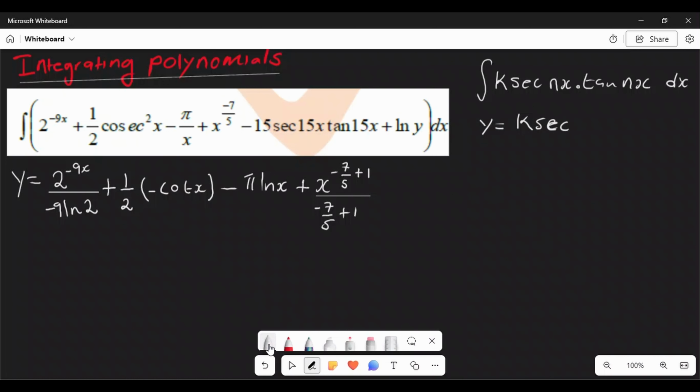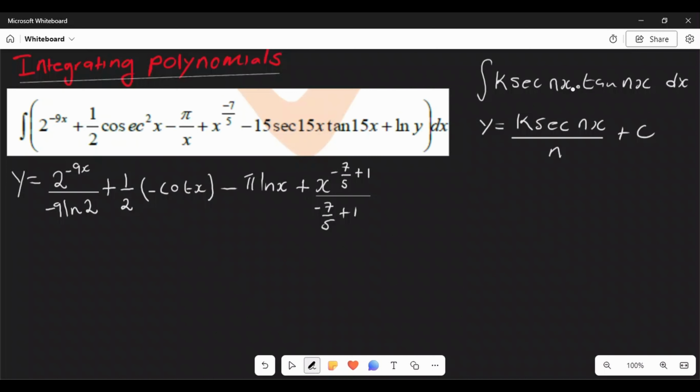It's gonna be sec nx over n plus c. So sec-tan is a derivative of sec, and when you are integrating, we are actually going backwards. Do not forget that one. So when we integrate sec-tan, the answer is going to be sec x, right? But do not forget, we divide by the coefficient of x.